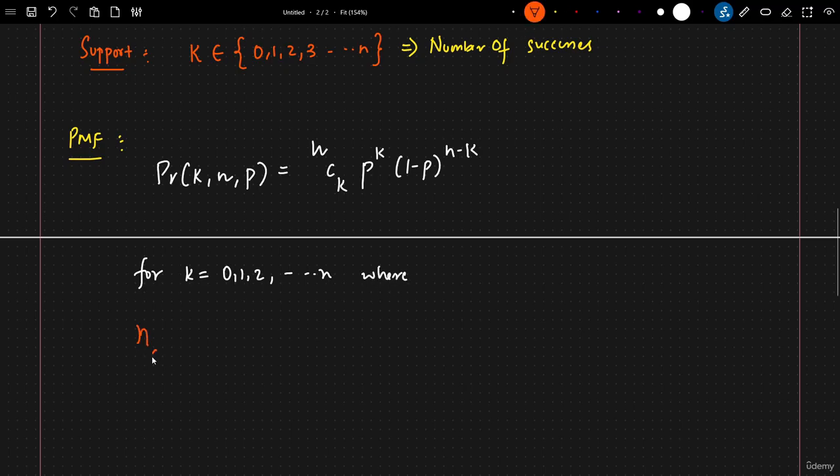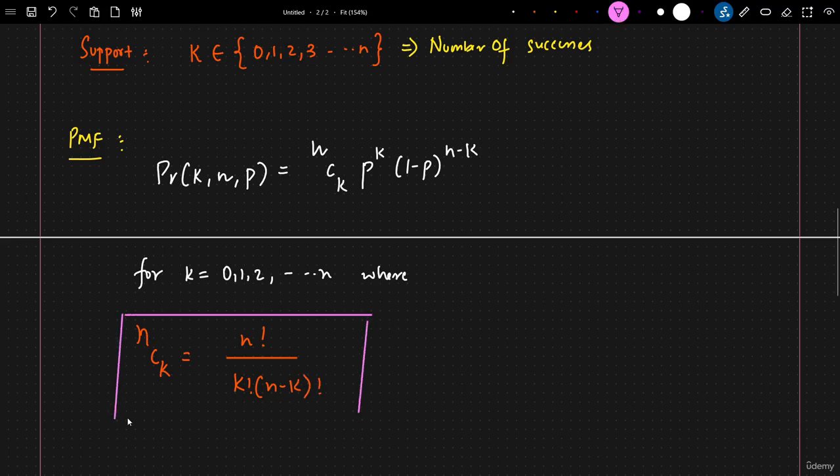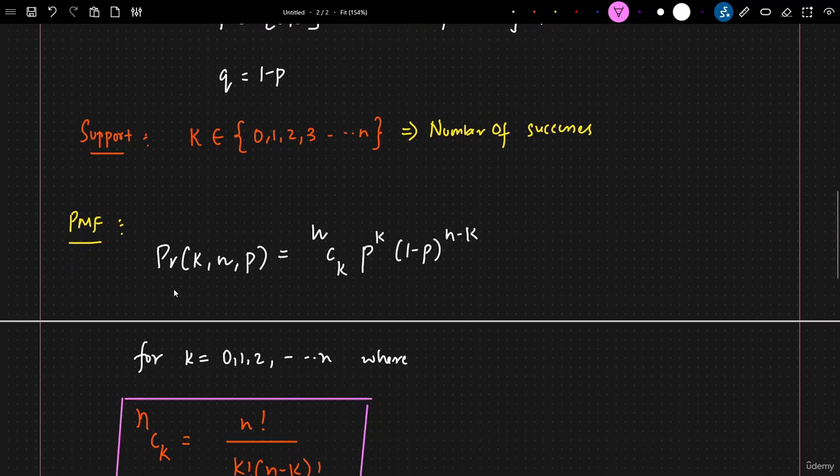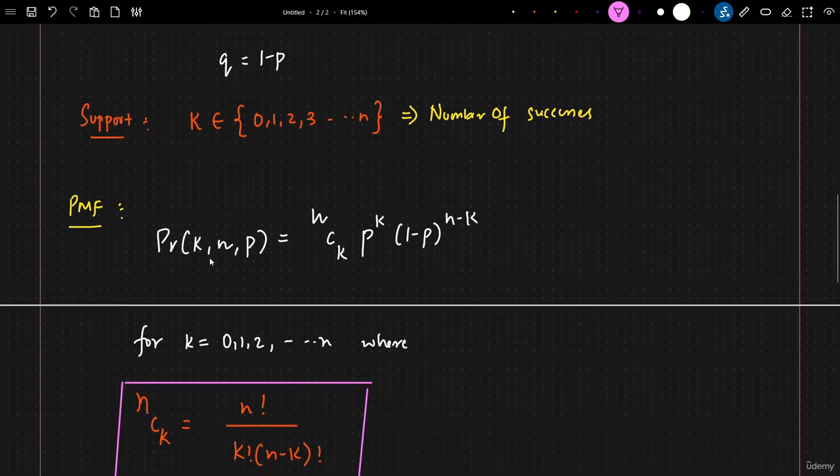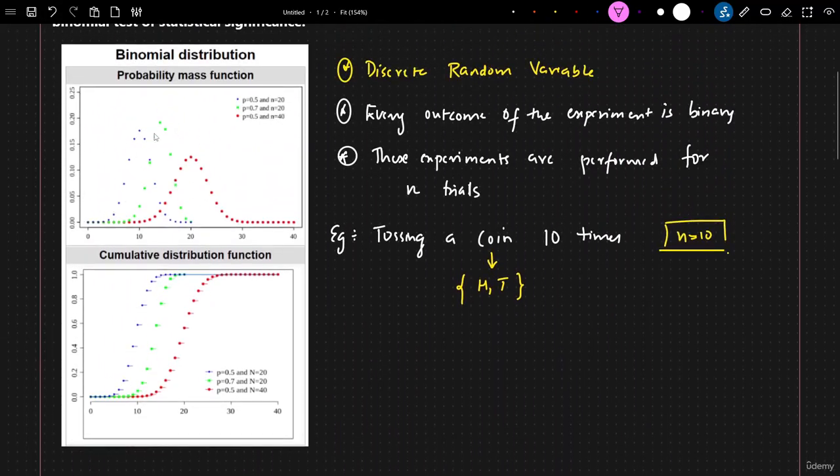Further, if I take this n c k, I can write n factorial divided by k factorial, n minus k factorial. Okay. So this is how we compute the first component. These are all the things with respect to this PMF. Just by using these parameter values of n, p and k, I will be able to construct this. So I just require p equal to 0.5, n equal to 20, and the k values, considering all the successes, and I'll be able to see this.